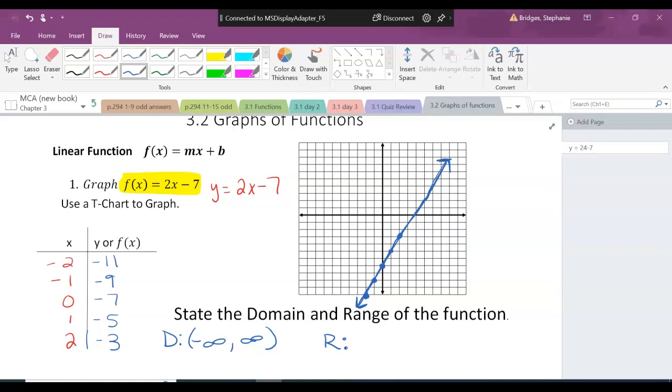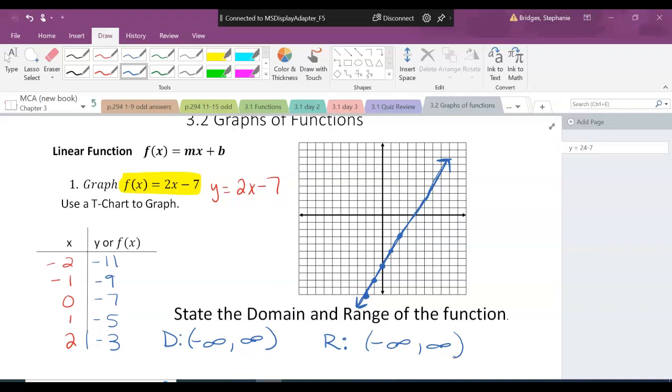Even though it's like this, it's going to go forever and ever up, and it's going to go forever and ever down. So is that going to touch all of my y values as well? Yeah, so what would the range be then? All real numbers again. And a lot of these are going to be all real numbers, especially your linear functions. Both the domain and the range will always be all real numbers. It will change as our functions change.